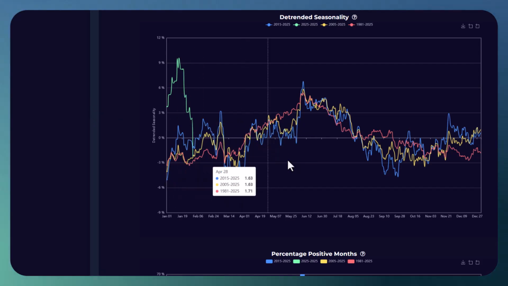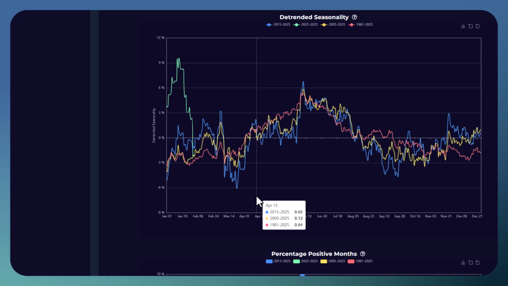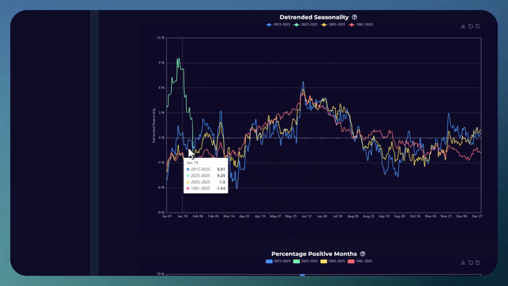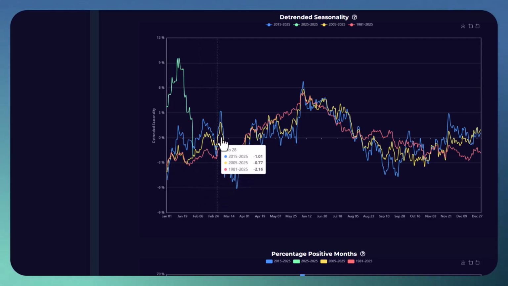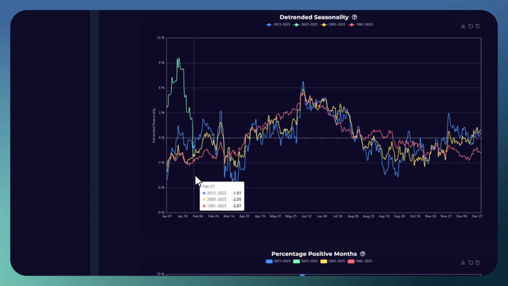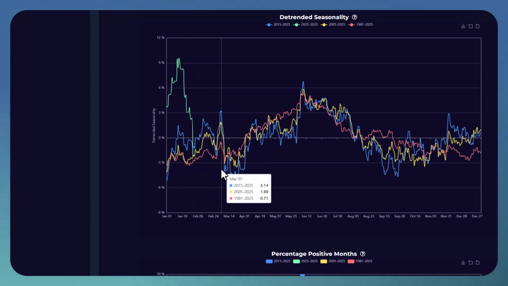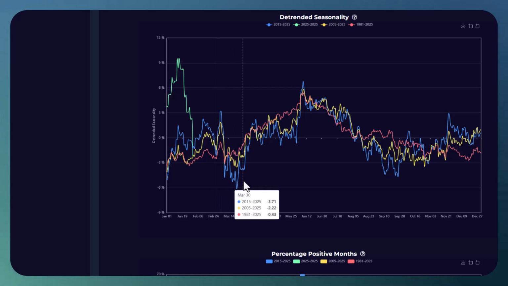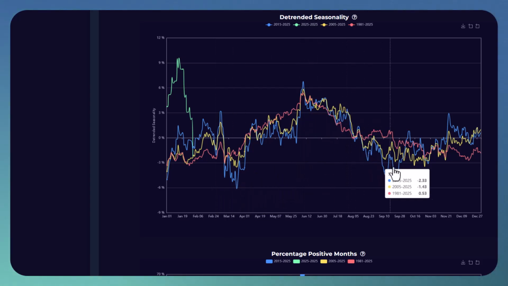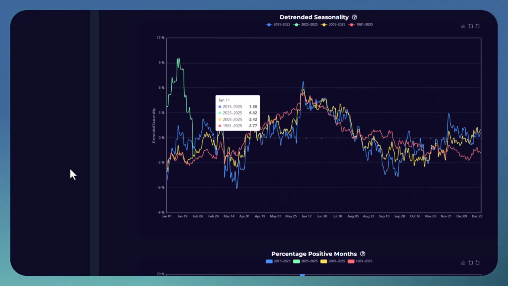So right now, these are a group of seasonal averages. And let's see, we've got 10 years of data in blue, 20 years of data in yellow, and 45 years of data in red. All we're doing based off Trend Insider here is looking to trade the dips and turns, the peaks and troughs and valleys of whatever the asset is. And don't worry, I'm going to share what asset we're looking at.